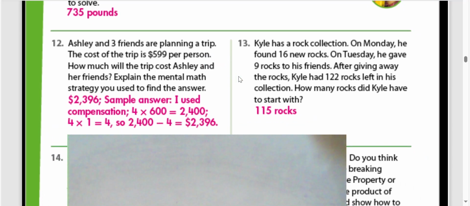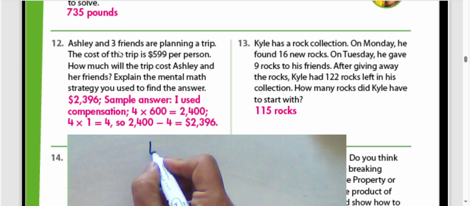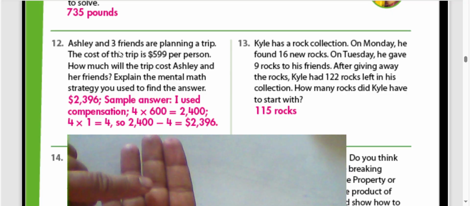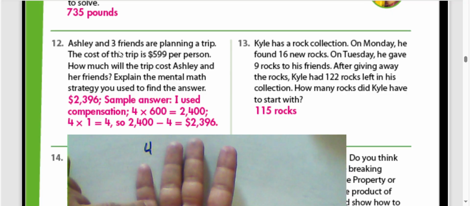How much will the trip cost? Ashley and her friend explain the mental math strategy you use to find the answer. Okay, we have 599 multiplied by 3. Ashley and the 3 friends, so we have 4 friends. So the total will be 4.